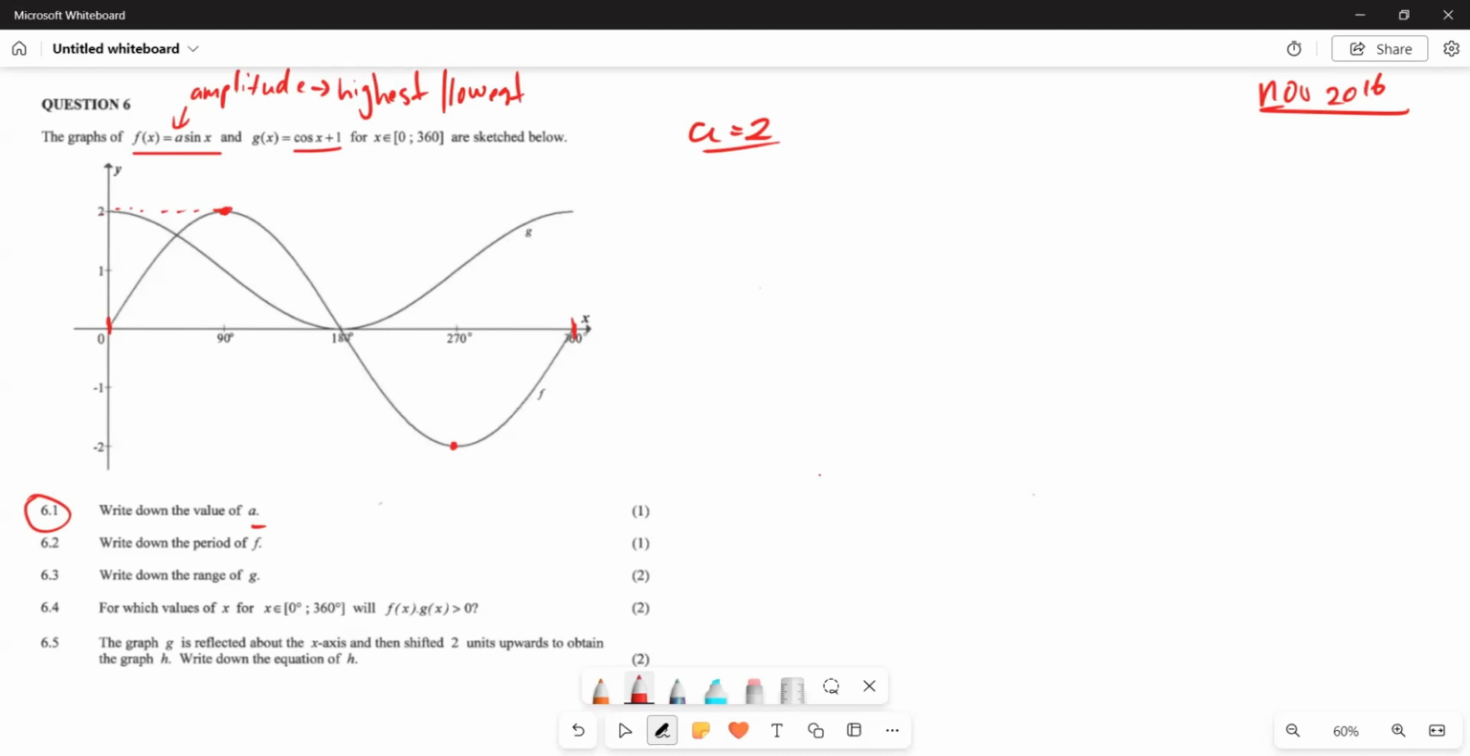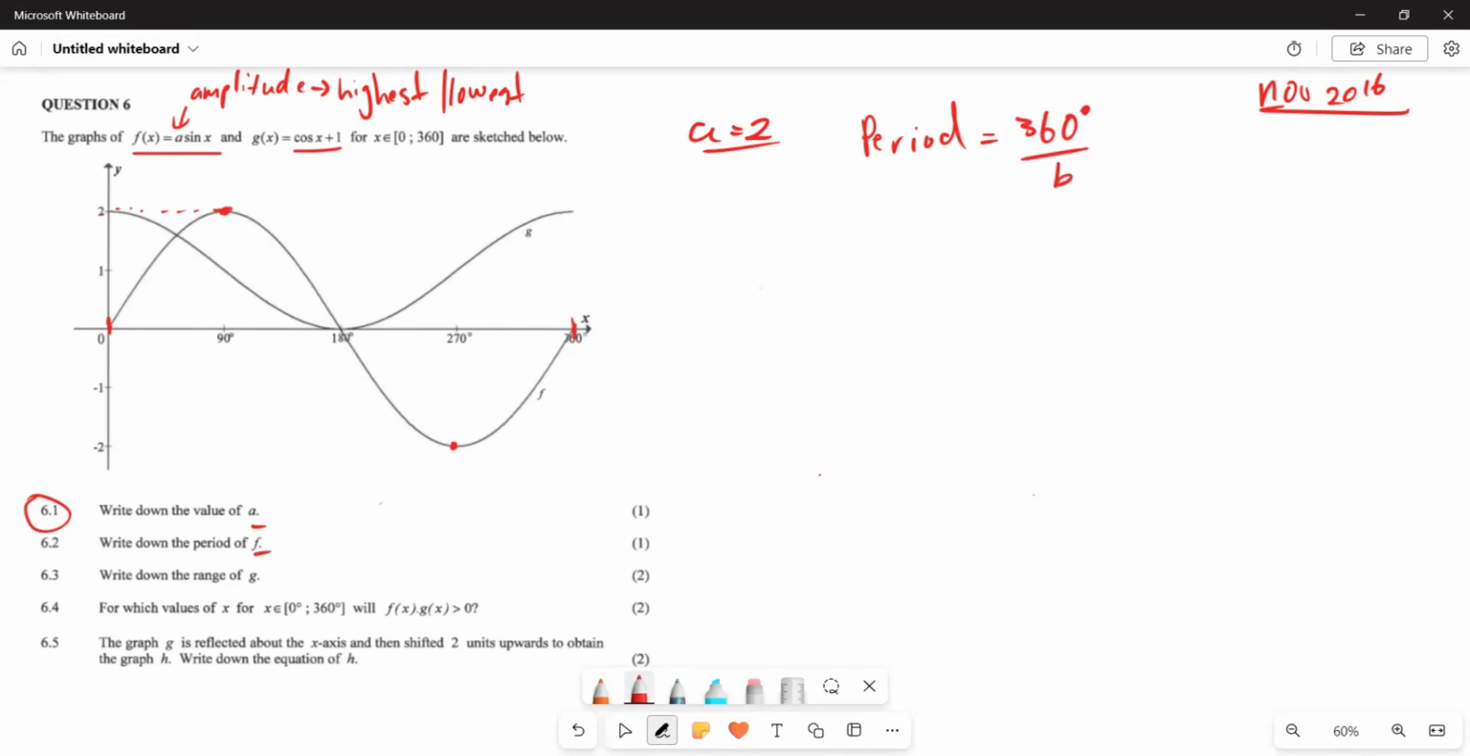Now they say write down the period. The period of what? Of the graph of f. Let's start here. Remember, when we calculate our period, in a graph of sine, the period is 360 degrees divided by b. And what is that b?